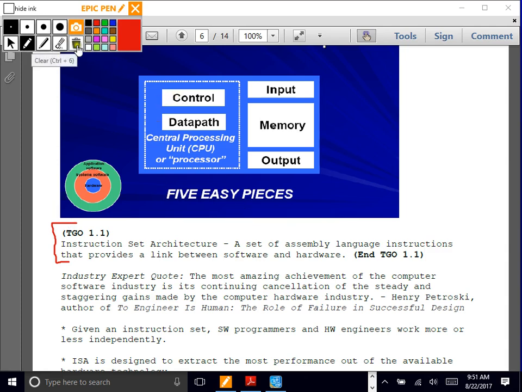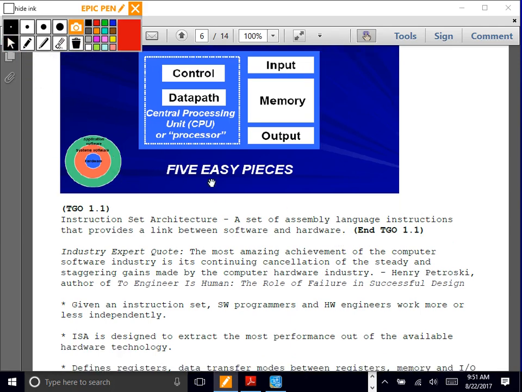This is another quote from Henry Petroski, our textbook author. He said, the amazing achievement of the computer software industry is its continuing cancellation of the steady and staggering gains made by the computer hardware industry. So basically, they're writing all this complex code, which offsets all the benefits that the electrical engineers come up with.